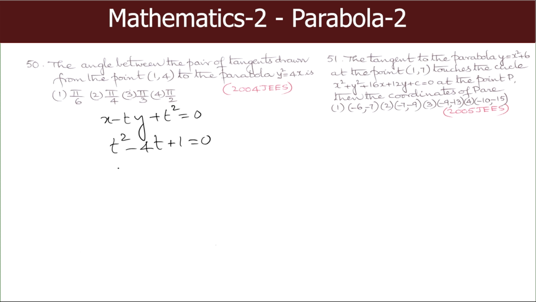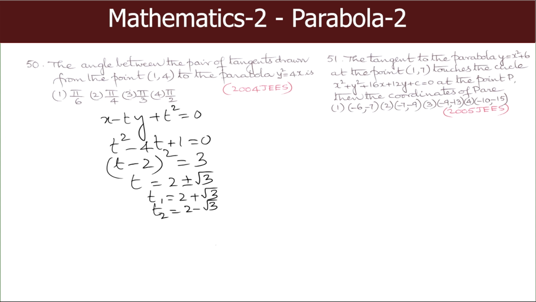So, this is (t minus 2) whole square is equal to 3, or t is equal to 2 plus or minus √3. So, t1 is 2 plus √3, t2 is 2 minus √3.